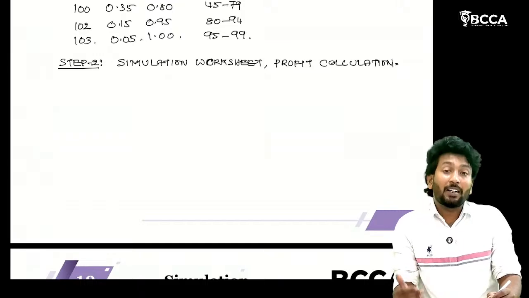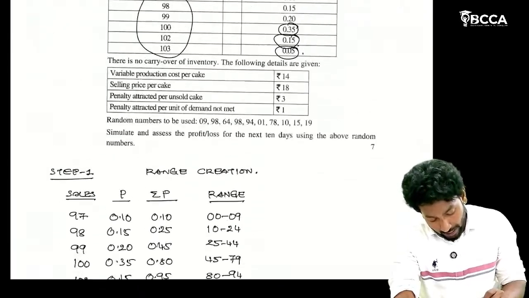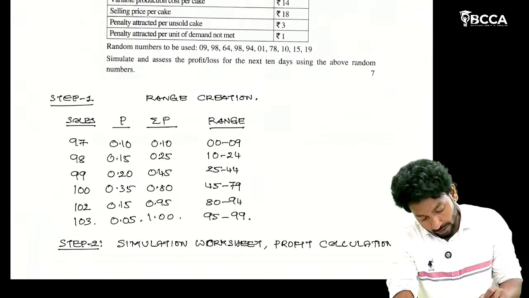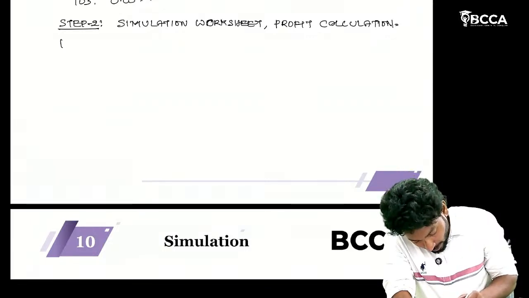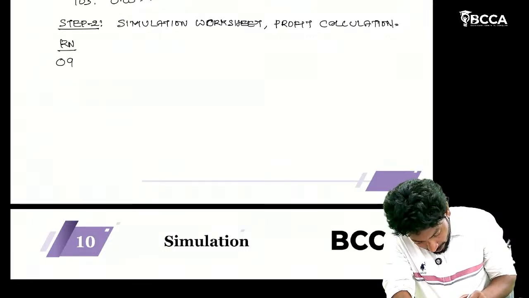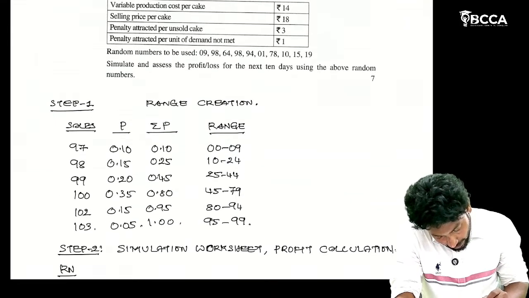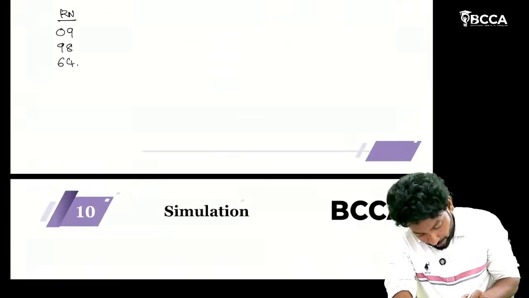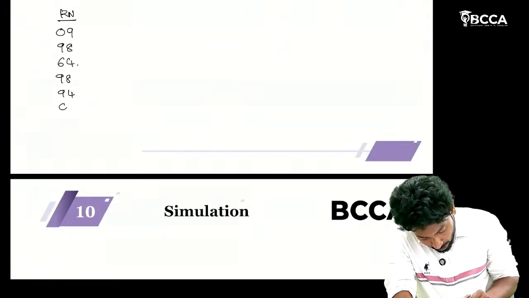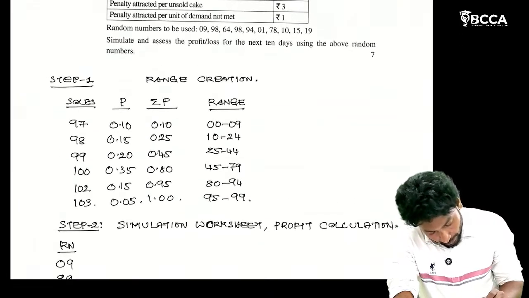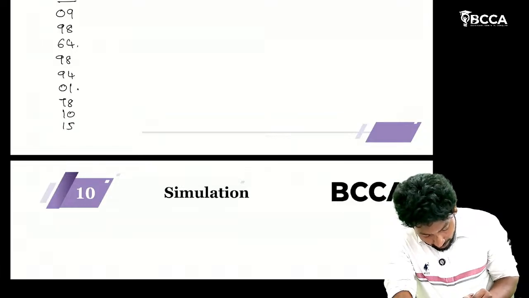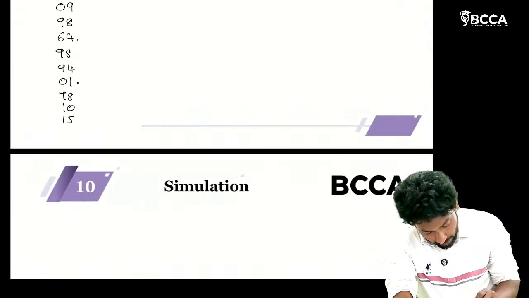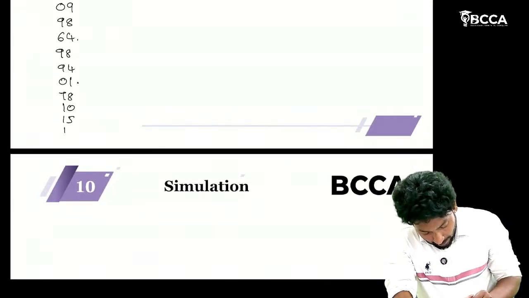So first of all, take random numbers. How many random numbers are given in the question? 10 random numbers. First of all, write those random numbers: 09, 98, 64, 98, 94, 01, 78, 10, 15, 19.